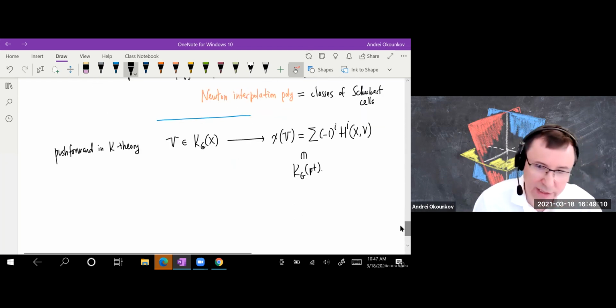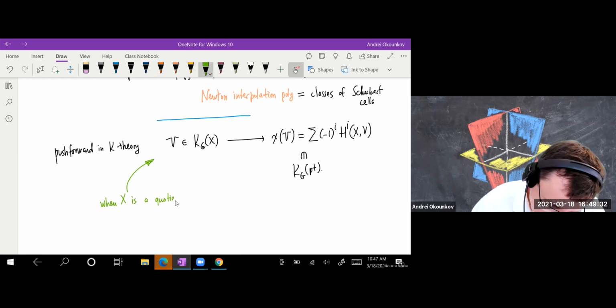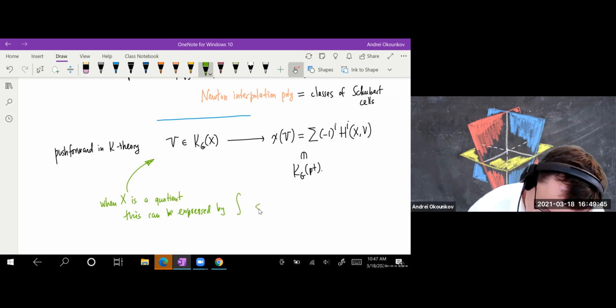And this push forward, in the situation when X is a quotient, as a GIT quotient, or maybe a more general kind of quotient, can be expressed by ordinary integrals that eventually come from Weyl integration formulas.